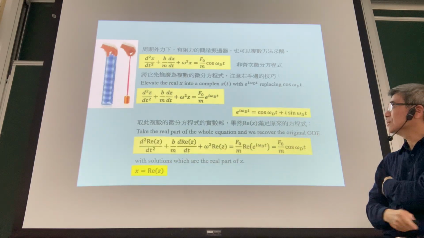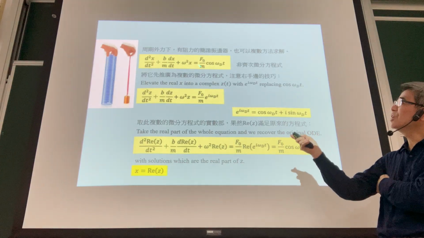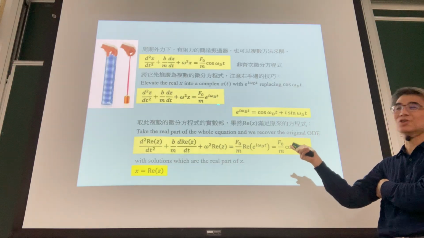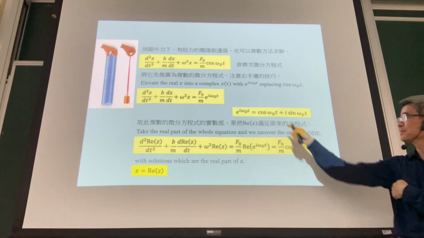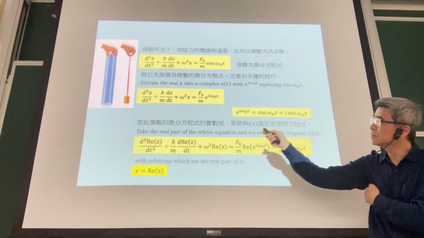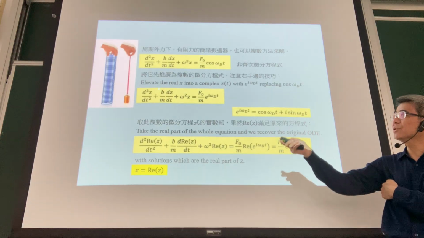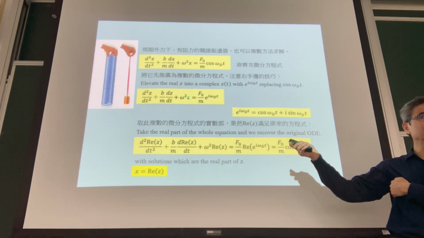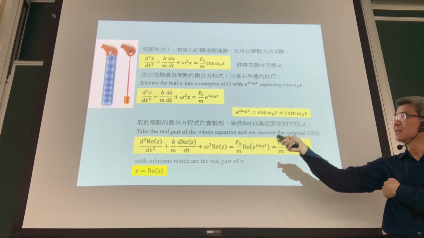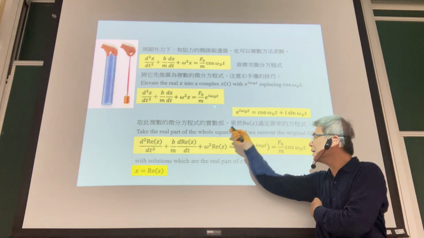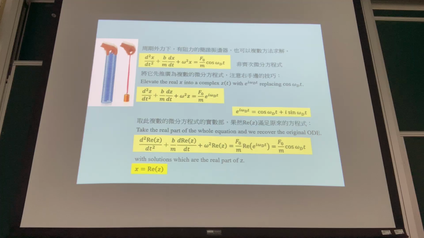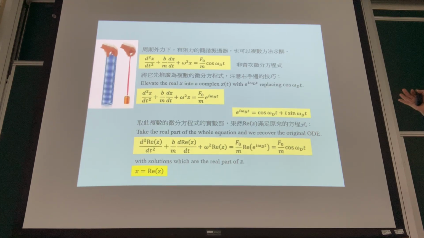Why? The reason is pretty simple. Because the original source term is the real part of this complex version of the source. So when you take the real part of this complex version of the equation, the left-hand side becomes x, and the right-hand side recovers into cosine. That's the only trick. So let me put it in Chinese.